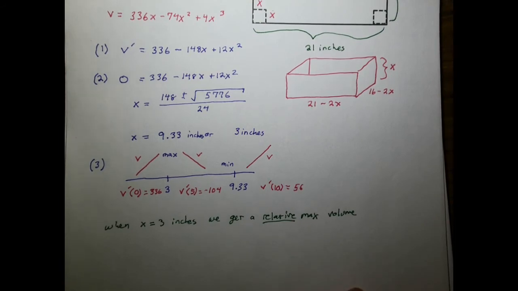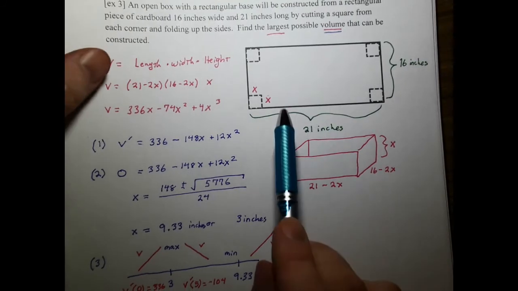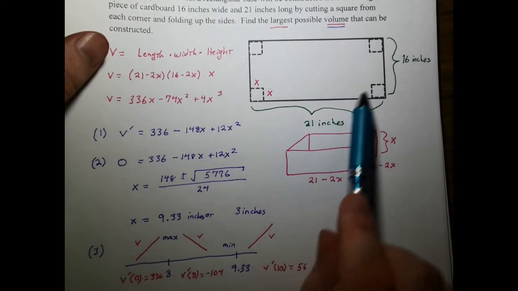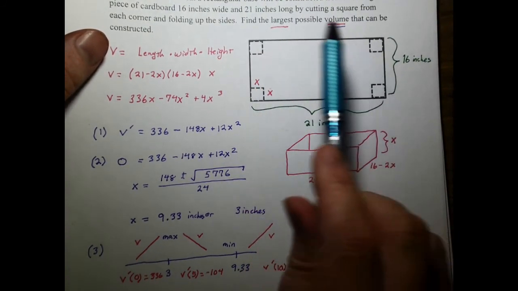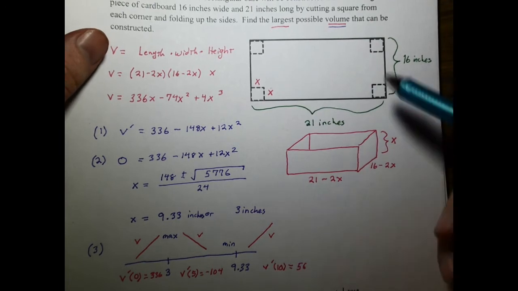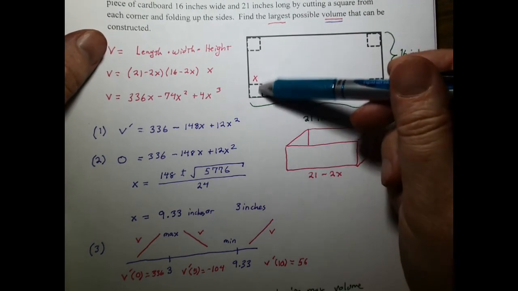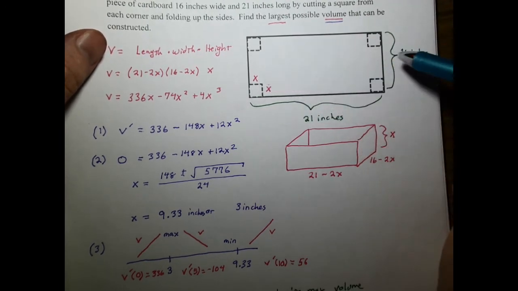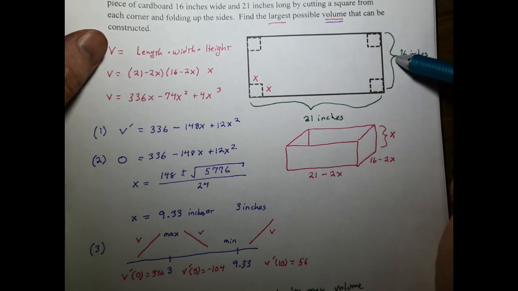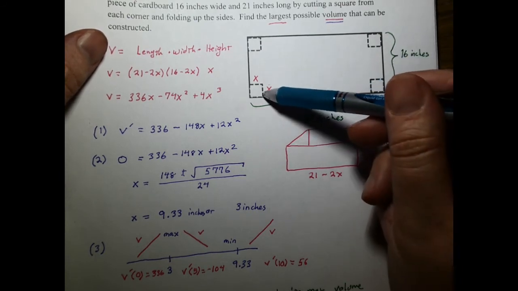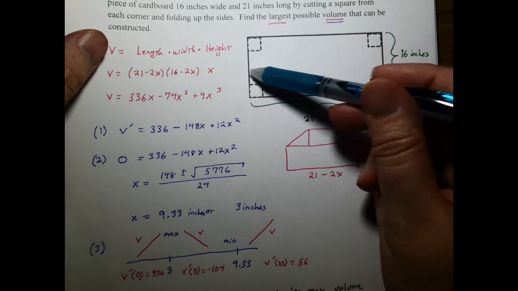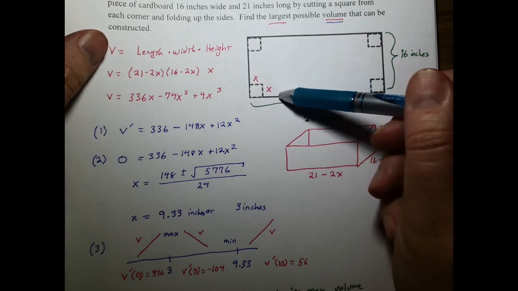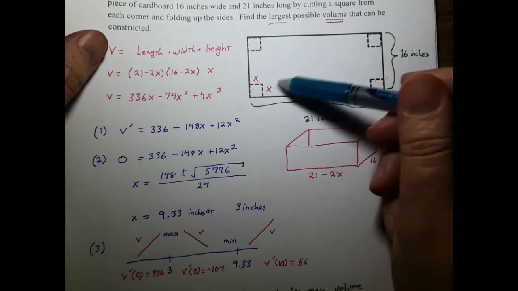But you may have noticed that if you take another look at this cardboard, there's only so much cardboard you can cut. The width here is 16 inches, so if you cut more than 8 inches for X, you won't have a side.